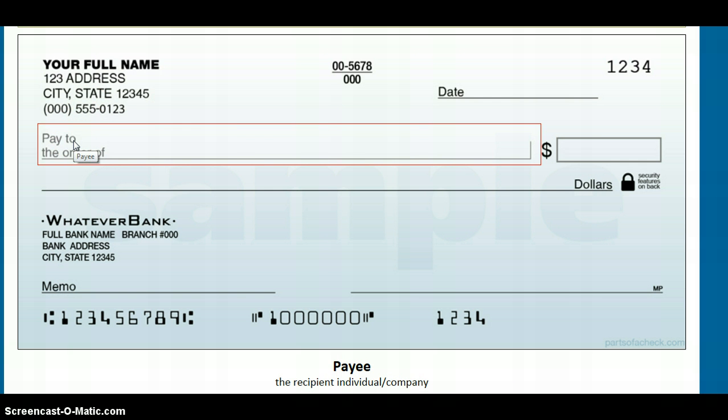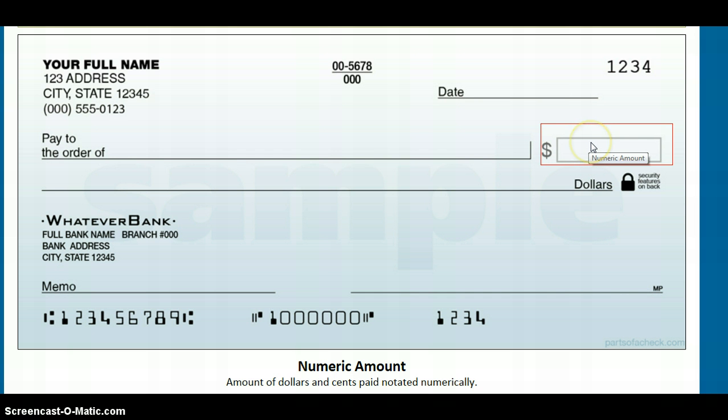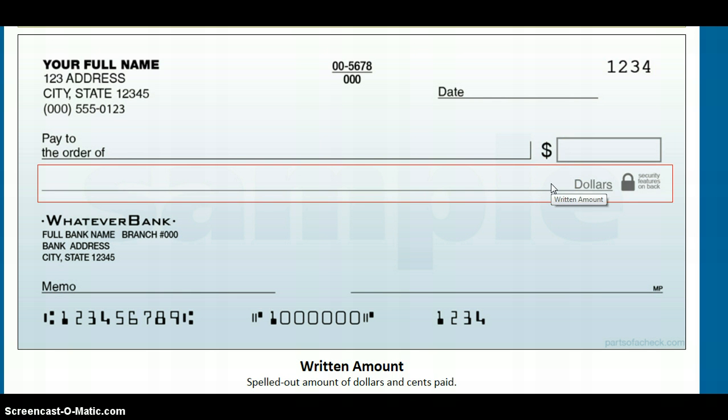Pay to the order of line is where you write who you're writing the check to, whether it be an individual or the company. Over here is where the numeric amount, the amount of dollars and cents paid, will be written in number form, while down here it'll be actually written out and spelled out with the amount of dollars and cents paid.